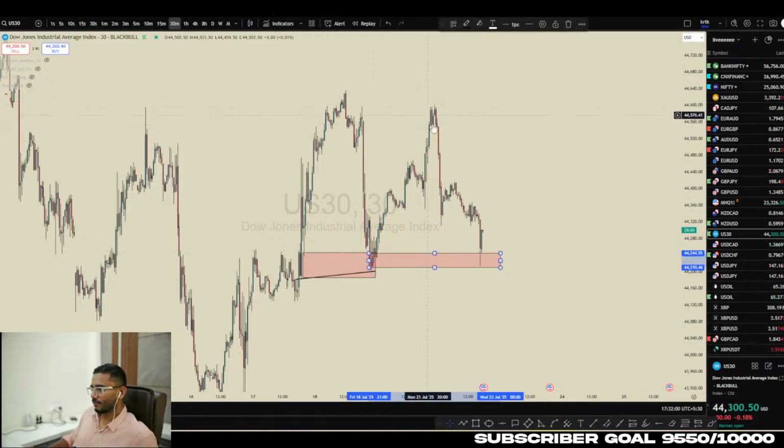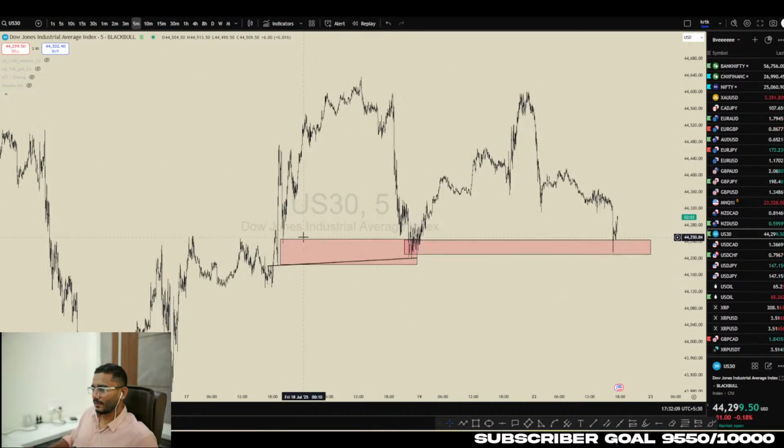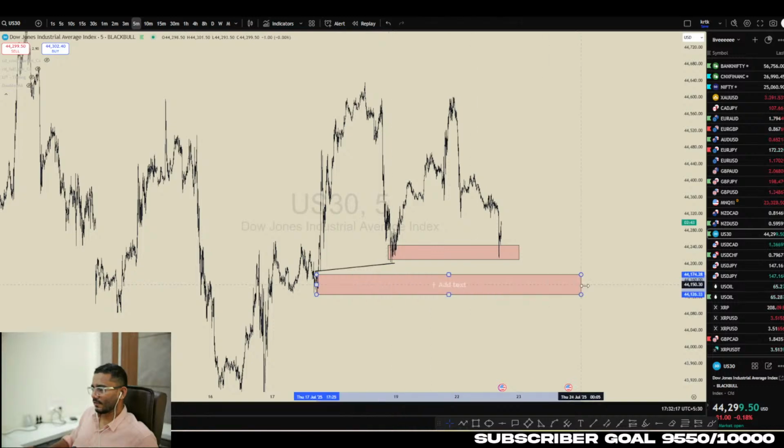We don't have to put our target at this next order block. We can just look for a continuation trade to the upside. And if you go to 5 minutes, we can see there is this order block which is unmitigated to the downside. Okay, this one. So we can use this as our main entry.